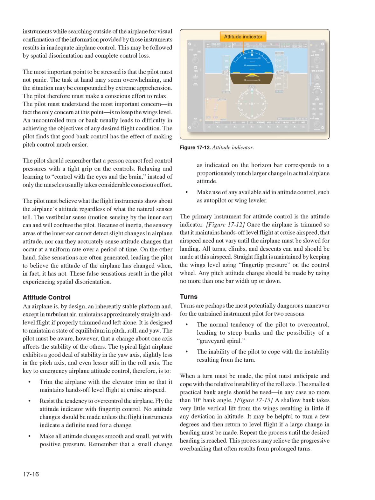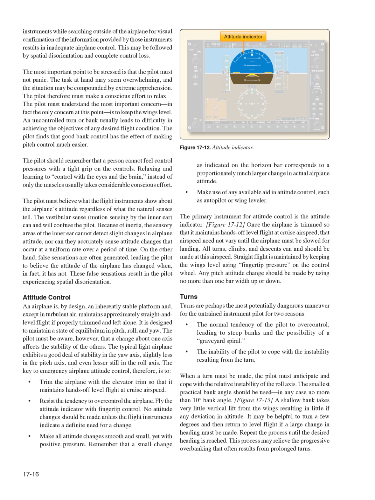The key to emergency airplane attitude control, therefore, is to trim the airplane with the elevator trim so that it maintains hands-off level flight at cruise airspeed. Resist the tendency to over-control the airplane. Fly the attitude indicator with fingertip control. No attitude changes should be made unless the flight instruments indicate a definite need for a change. Make all attitude changes smooth and small, yet with positive pressure. Remember that a small change as indicated on the horizon bar corresponds to a proportionately much larger change in actual airplane attitude. Make use of any available aid in attitude control, such as autopilot or wing leveler.